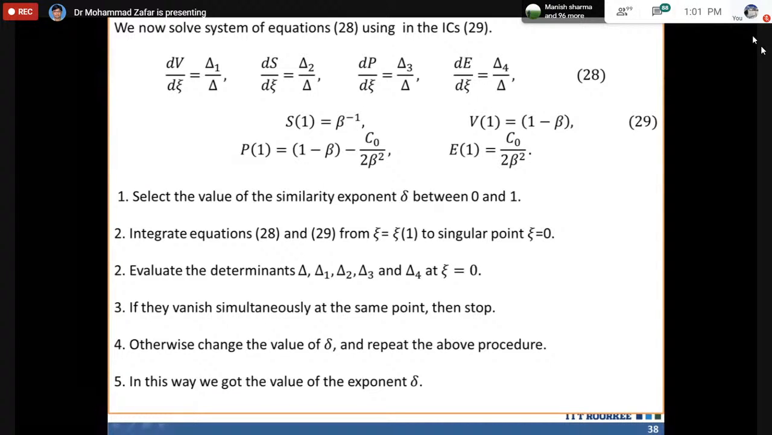So what we do, otherwise change the value of delta and repeat the above procedure. In this way, we have got the value of exponent delta. The moment we got delta, then we can use the Runge-Kutta 4th order method to solve this system of ODEs. So first we find delta, and then we integrate this to find the different values of V, S, P, and E. Please proceed to the next slide.